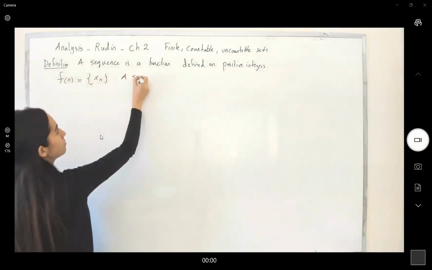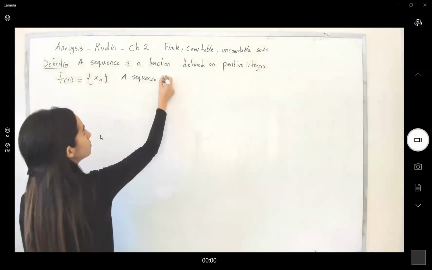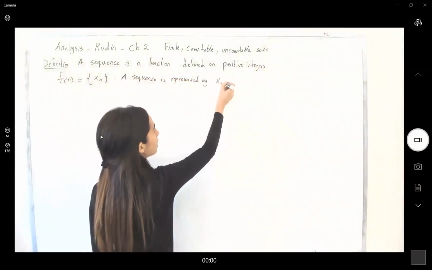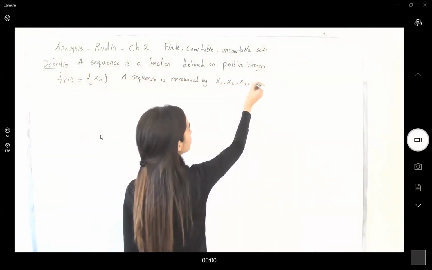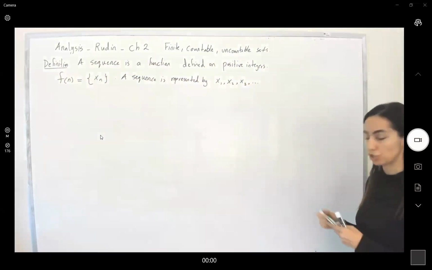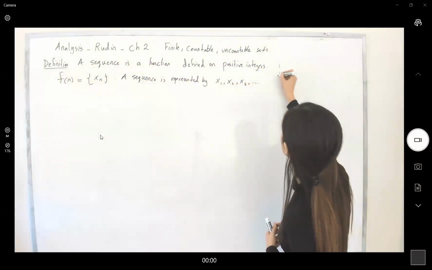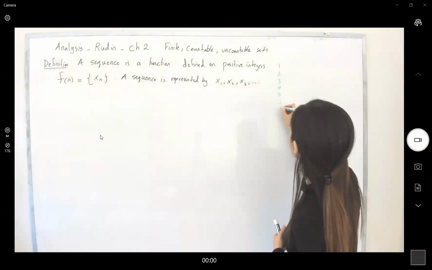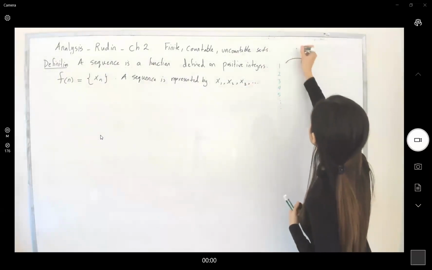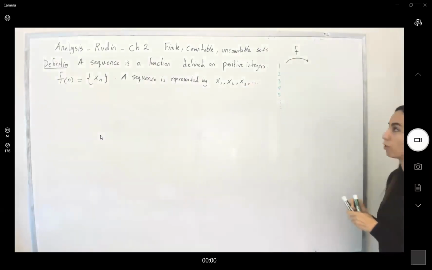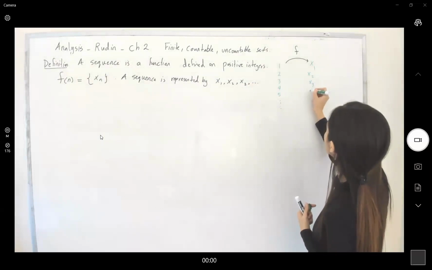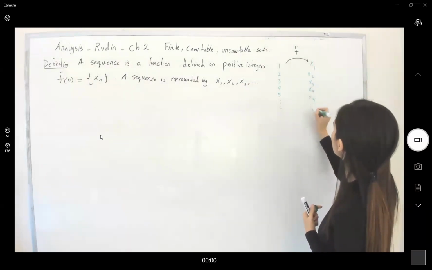A sequence is represented by its terms x1, x2, x3, and so on. So note that this sequence, or this function, takes on values 1, 2, 3, 4, 5, and so on, and maps them into x sub 1, x sub 2, x sub 3, x sub 4, x sub 5, and so on.